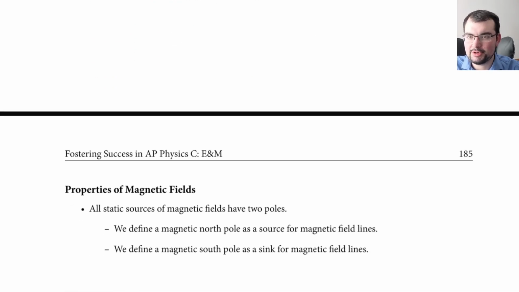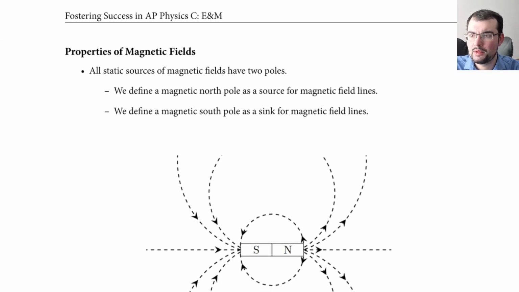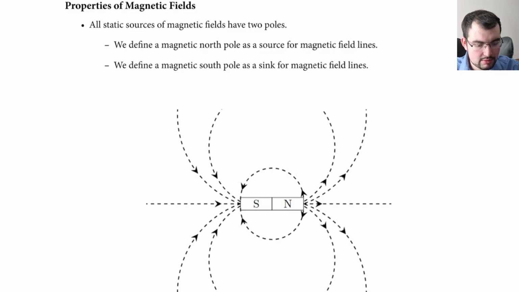So now let's talk about some properties of this magnetic field. So this is something that is not the same as electric fields. So electric fields, you can have positive charges, you can have negative charges, but you can't actually have what's called a monopole for magnetism. So all static sources of magnetic fields have two poles, a north pole, which can be thought of as a source of magnetic field lines outside the magnet, and a south pole, which is a sink. So notice this looks very similar to a dipole electric field where we have like a positive source and a negative sink. There is a slight difference we'll talk about later.